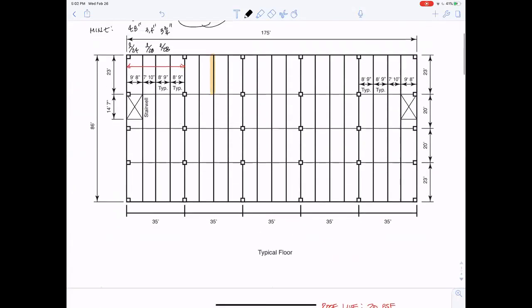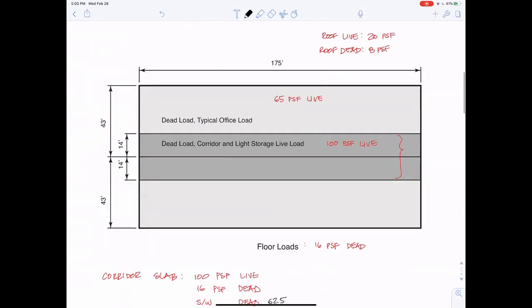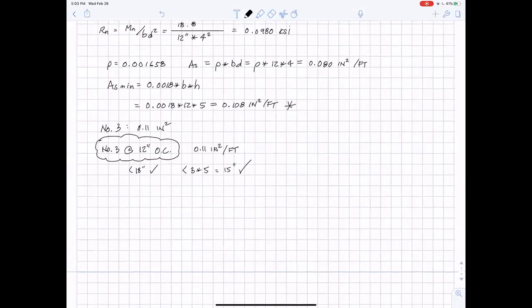What happened was I didn't think hard enough about this. These span lengths are not long enough. The beams could be spread farther apart, I think. Anyway, there you go. Number 3's at 12 inches on center. And that will always be the case for grade 60. That minimum steel for grade 60 is a number 3 every foot. There we go. That's it for the slab design for the project.